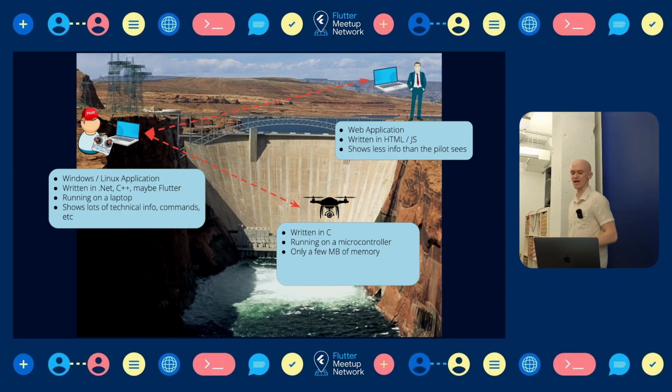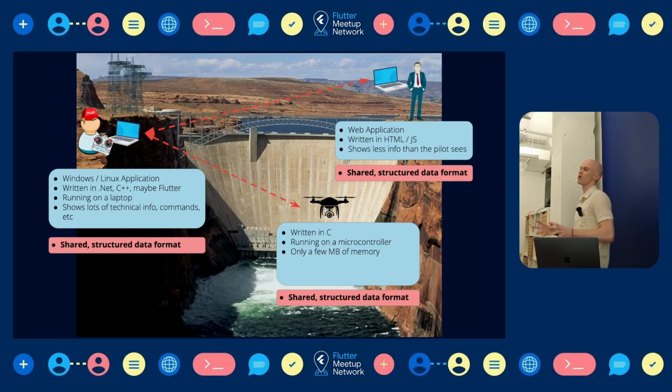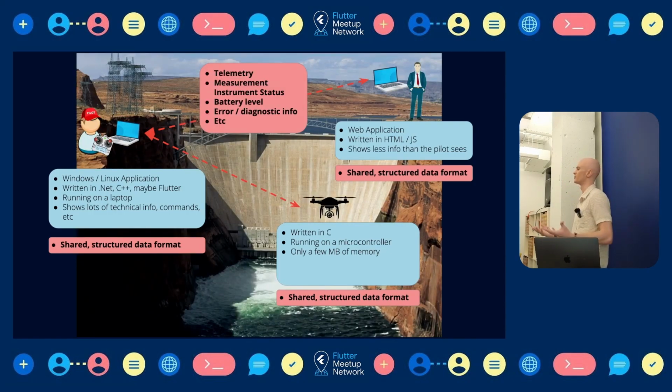But what do all 3 of these have in common? They're all operating on a shared structured data format, and that shared structured data format is the information coming from the drone. Things like I was saying: battery level, telemetry, altitude. All that information needs to be accessed by these 3 distinct environments, and they all need to be speaking the same language, essentially. So all 3 of these programming environments need to see the fields that they expect to see related to the drone status and be able to operate on them all at the same time. Okay.